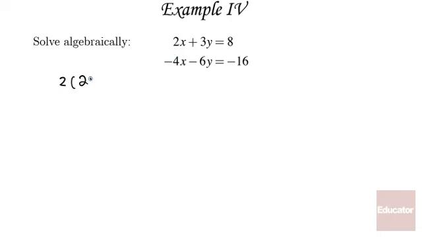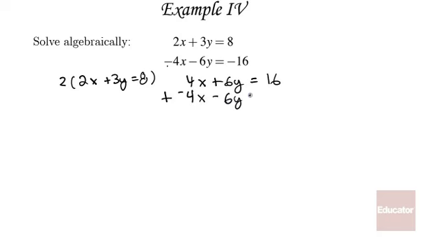So that's 2 times 2x plus 3y equals 8. And this is going to give me 4x plus 6y equals 16. So that's the opposite coefficient, so I'm going to add this new equation and this equation. So plus negative 4x minus 6y minus 16. And you may have already realized that each one of these terms is opposite. And so here's what's going to happen.